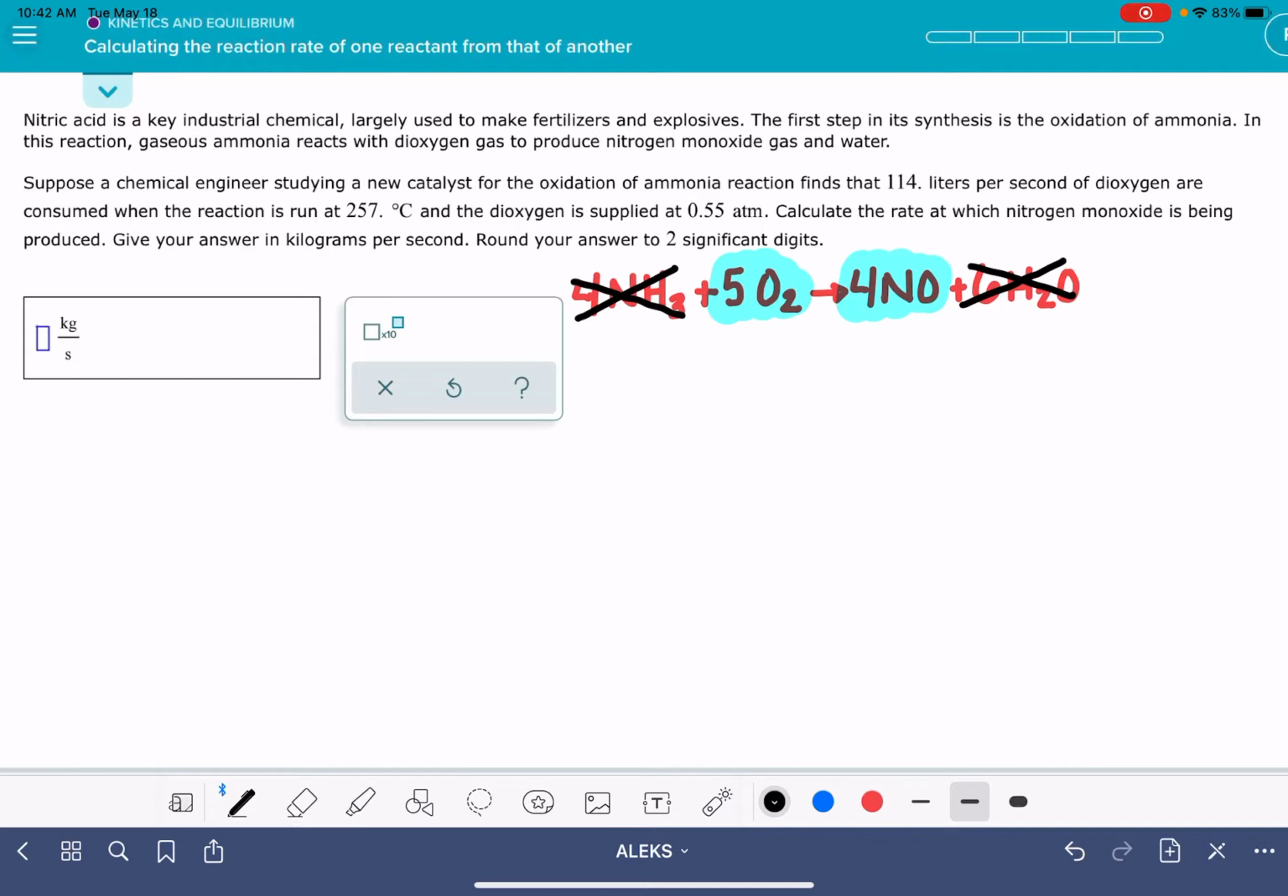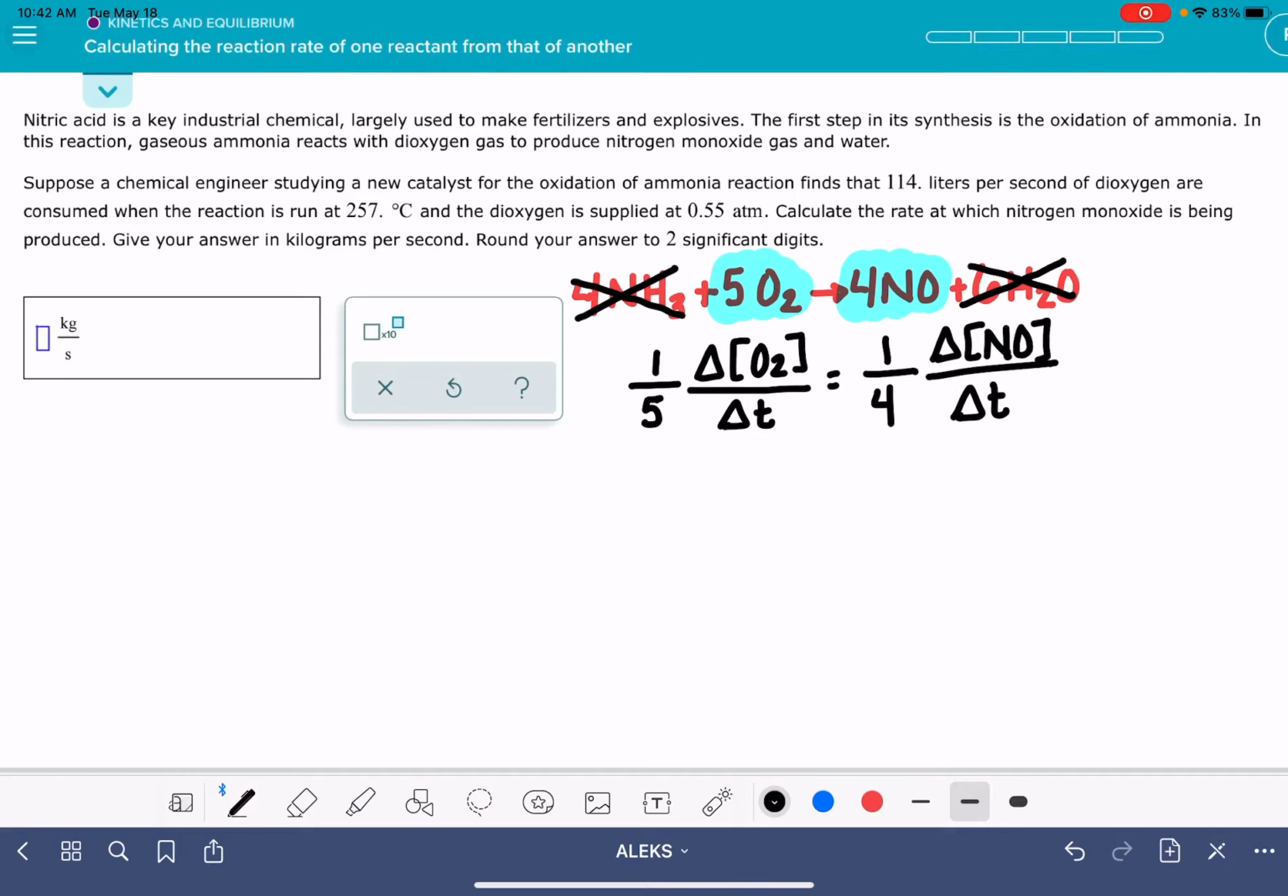The next thing that we want to do from these 2 guys is write out a relationship between the rate of the consumption of O2 and the rate of the production of NO. To write this relationship out, we're going to need to use the stoichiometric coefficients. 1/5 because O2 has a coefficient of 5. 1/5 times the change in concentration of O2 over the change in time. That is equal to 1/4 change in concentration of NO over the change in time.